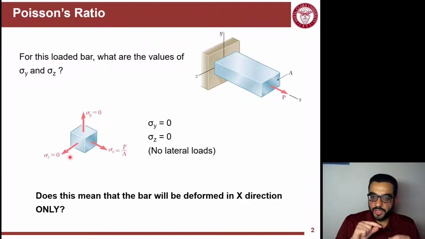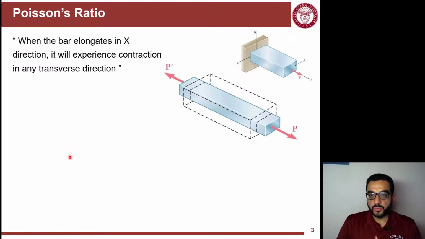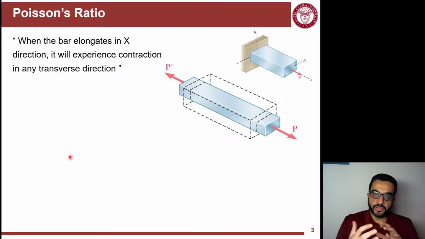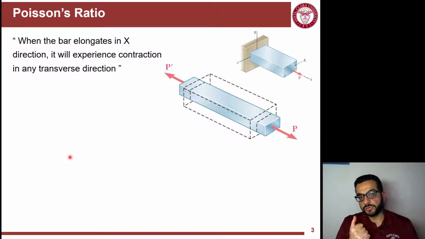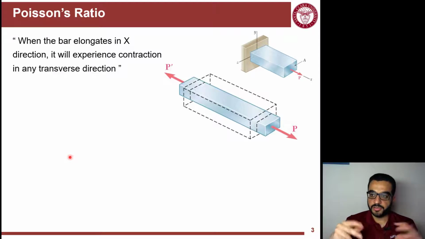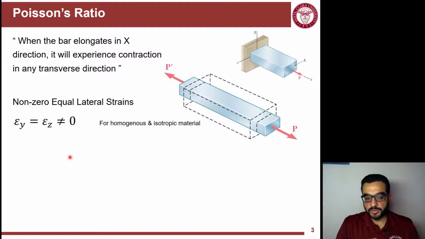The question is, if we have only sigma X, does this mean that the bar will only deform in the X direction, or will something else happen? What happens is, and I'm sure you can do it while maybe washing dishes, you have a sponge, try to stretch it one way and observe what happens to the other dimensions. You will see that the other dimensions contract when you extend or pull the longitudinal dimension. That's a very well-known property: the volume is fixed. So when you pull in one dimension, the other dimensions shrink to account for the constant volume.